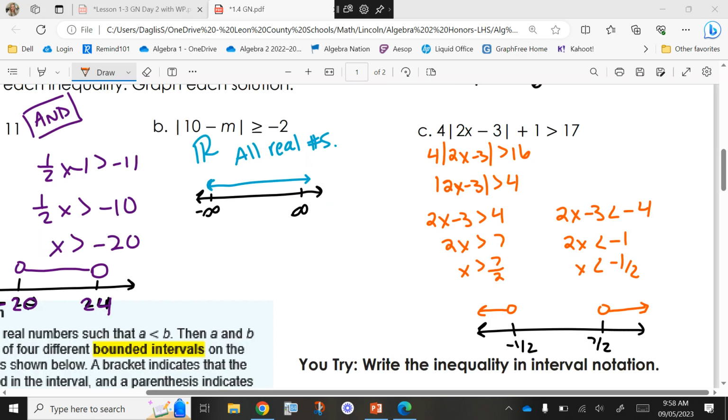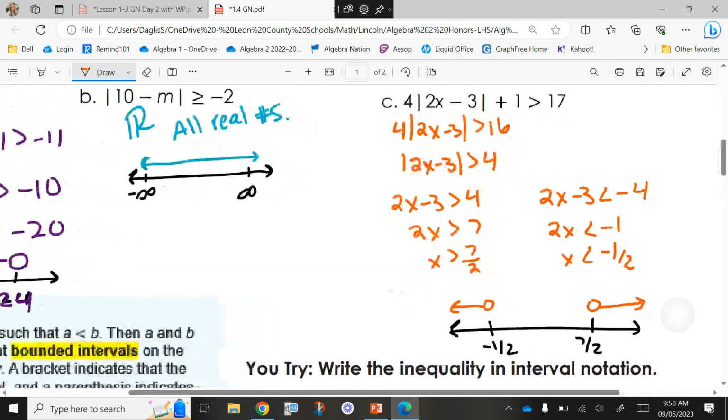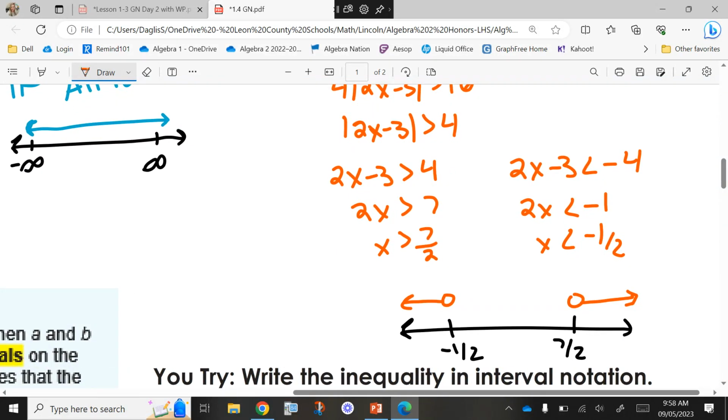All right, check your answer with mine. We should have set it up as 2x minus 3 is greater than 4, and 2x minus 3 is less than negative 4. Solving, I get x is greater than 7/2, which is also 3.5 if you have that, and then x is also less than negative 1/2 or negative 0.5.